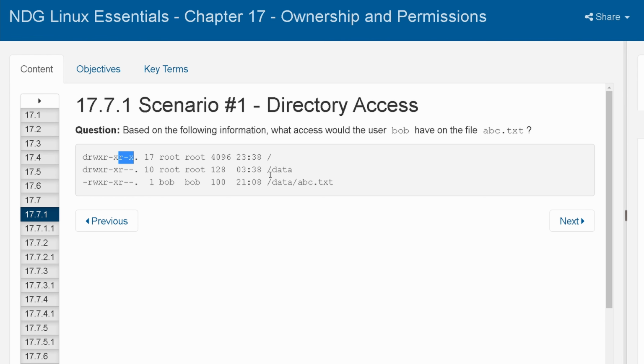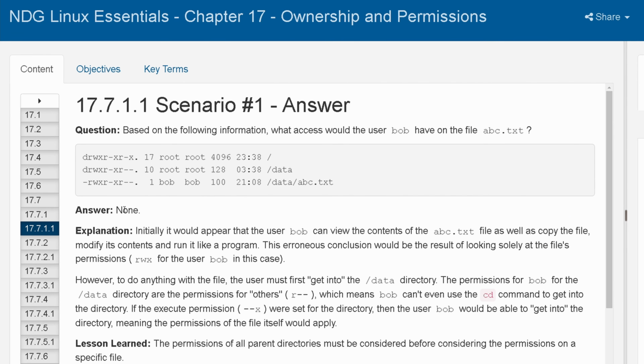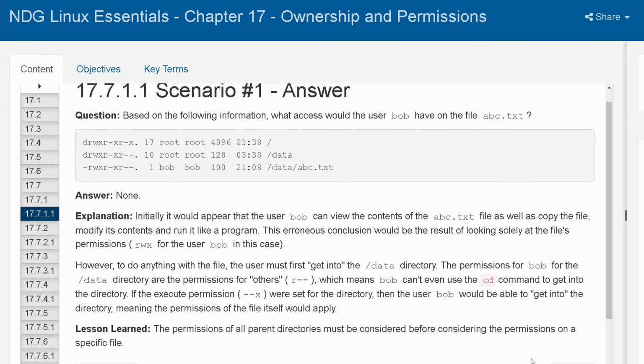That means we're going to go down into the /data part, which is the directory. We're able to execute and go into it. Now we have the read permission, but we only have the read permission. Since we can only read it, we can't execute into /data/abc.txt. So we are not going to have any access to the file abc.txt. If we click next, we can see that the answer is correct: none. And then there's a more in-depth explanation of why this is right here.